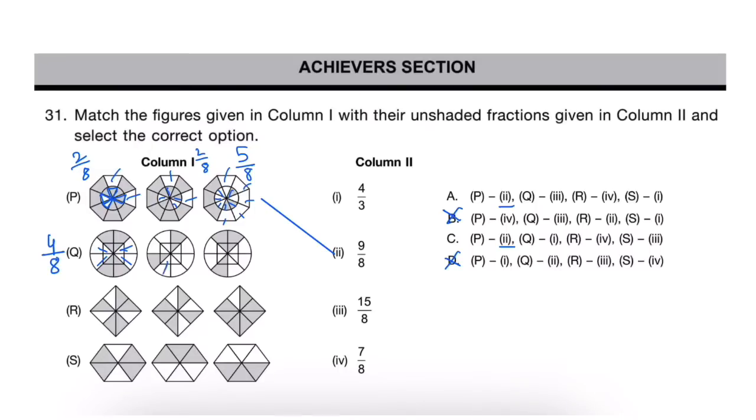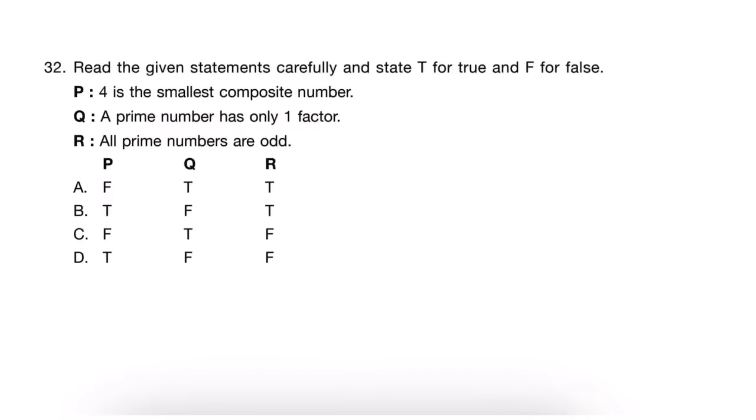In the second figure, 1, 2, 3, 4, 5, 6. 6 by 8 are unshaded. And in the third figure, 1, 2, 3, 4, 5. 5 by 8 parts are unshaded. So 6 plus 4, 10. 10 plus 5, 15 by 8. Q is 3. Option A is the correct answer.